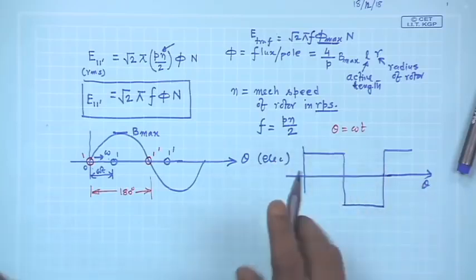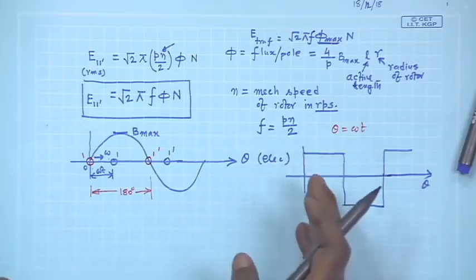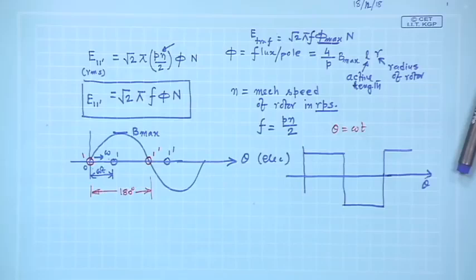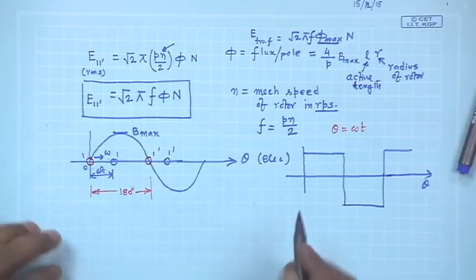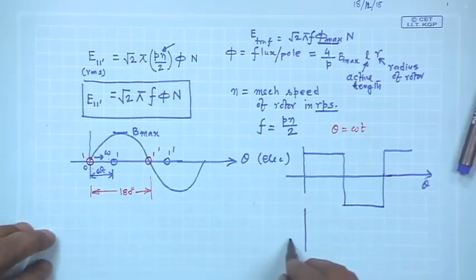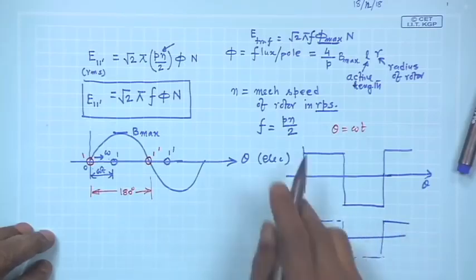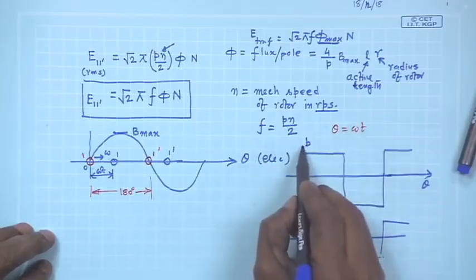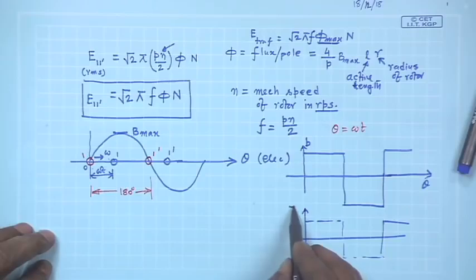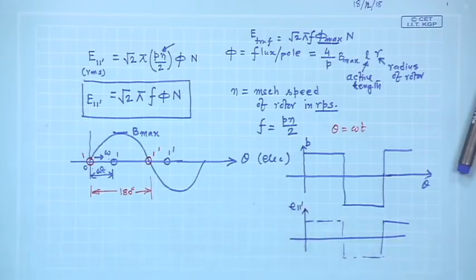Now, if you have a rectangular distribution, then what will be the induced voltage? The induced voltage will be similar to this, because it follows the same pattern as that of B. If this is B, this will be your induced voltage E1 1 dashed, instead of sinusoidal.